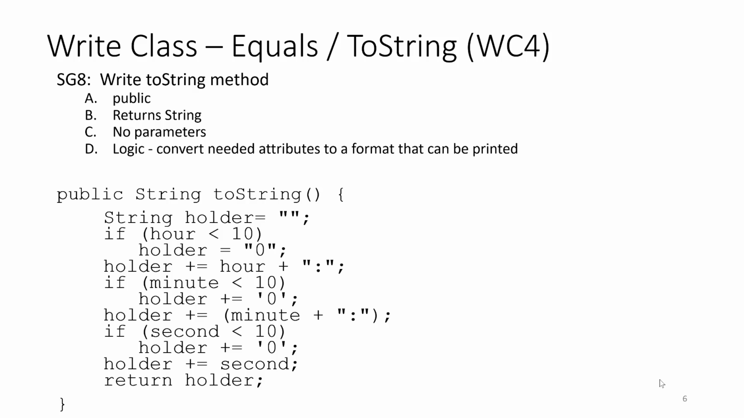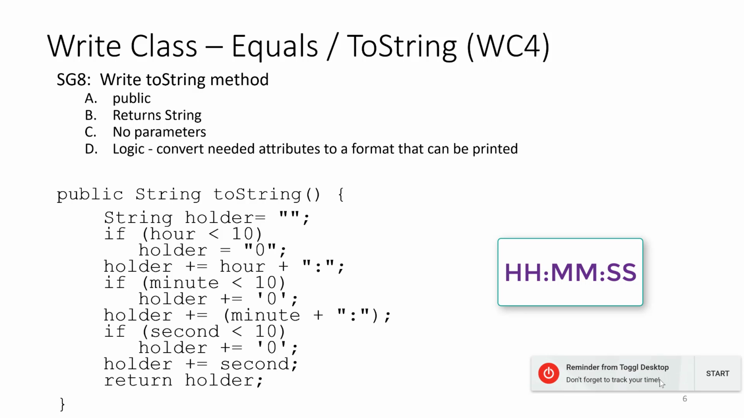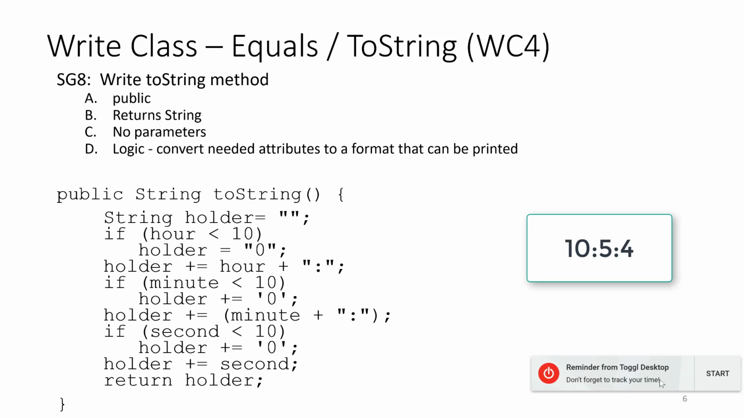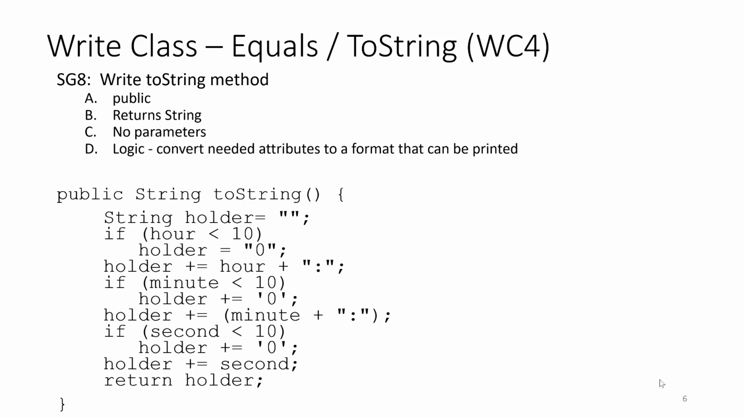When printing a time, if the hour, minute, or second is less than 10 or only a single digit, you generally want to put a 0 in front of that digit. You would not see a time printed as 10, 5, 4. That would look odd. So for the logic, we're looking to see if the hour or the minute or the second is a single digit or less than 10, then we want to add a 0 to the output string.